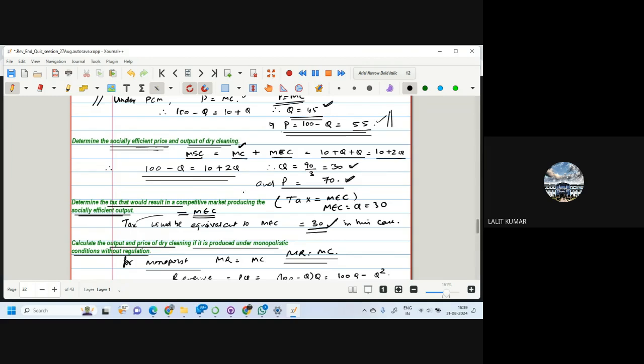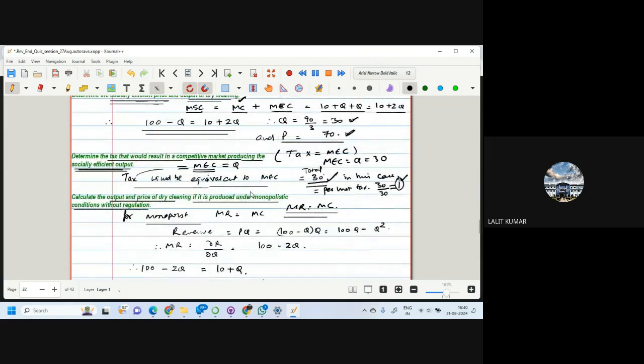Define the tax that would result in a competitive market producing the socially efficient output. So the tax is equivalent to MEC only. Where we faltered is that we calculated the total tax. So MEC is equal to Q, so it came to be 30, but we had to find the per unit tax. So per unit tax will become 30 by 30, this tax by Q, and that's how it will come to 1. This was the only difference.